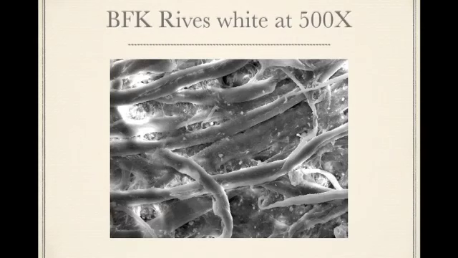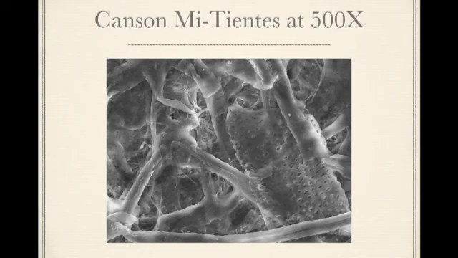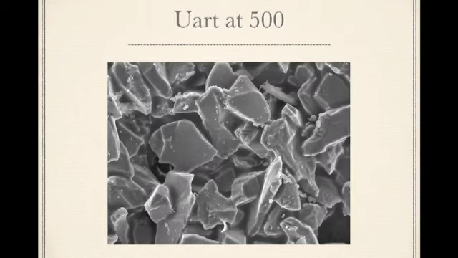There's a BFK Rives. Again, I love this paper. It's a printmaking paper, but a lot of people use it for pastels. And this paper is often used, Canson. It looks pretty good. There's lots of void space in there. There's UArt. Again, it looks like pastel pigment particles can get down in there and sort of be fixed in place.